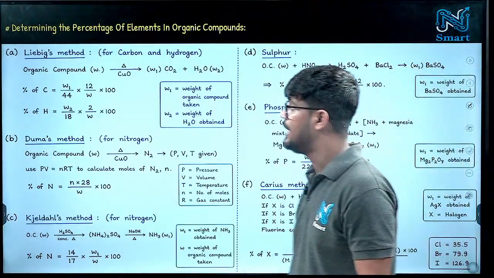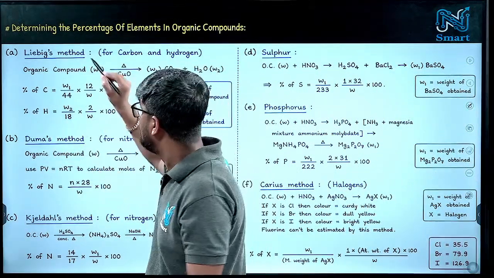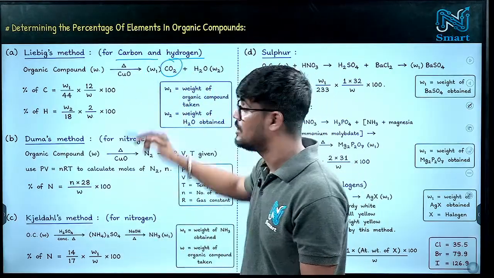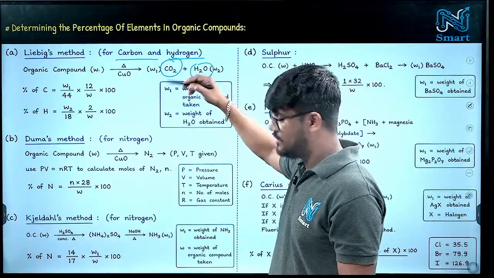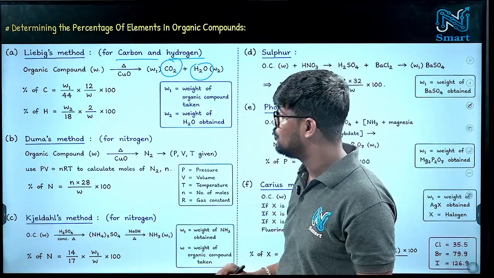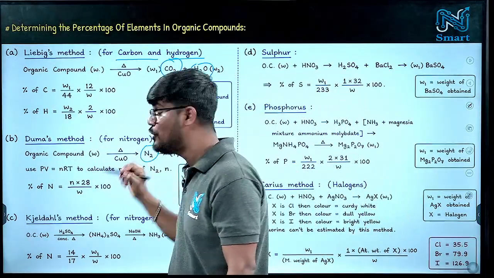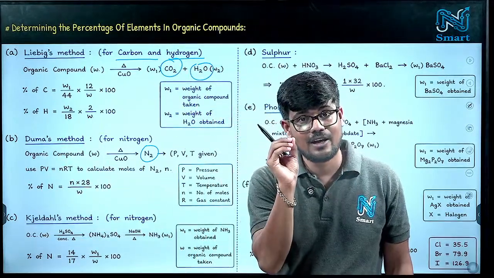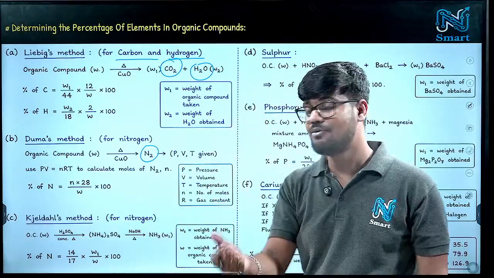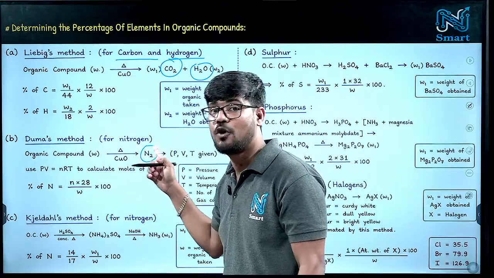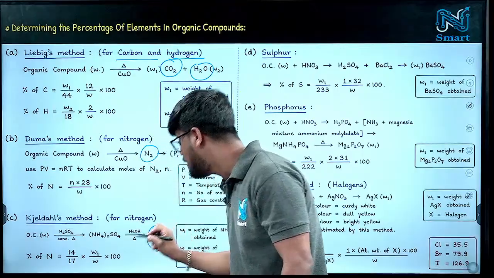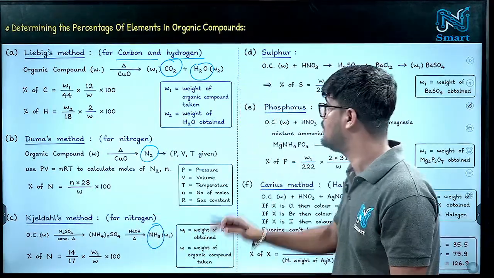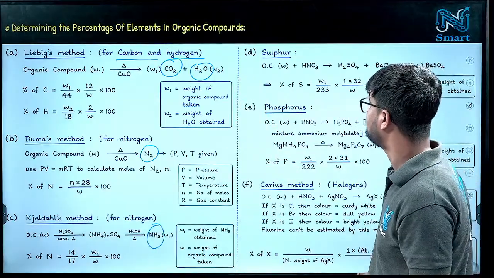If I talk about your exam, Liebig's method. So there carbon and hydrogen we estimate. For carbon, CO2 is formed, and for hydrogen, H2O. Dumas method, N2 molecule is formed. Dumas and Kjeldahl's, both the cases, we use this method to estimate nitrogen. But for Dumas, N2 molecule, and for Kjeldahl's, ammonia is produced. And already I hope you know the formula of these estimation techniques.